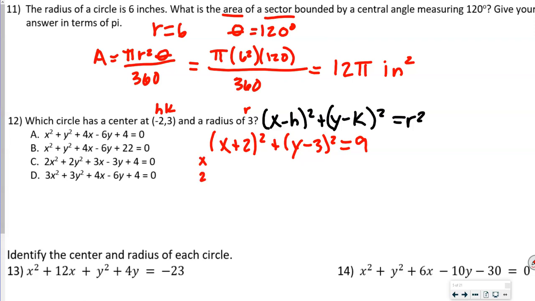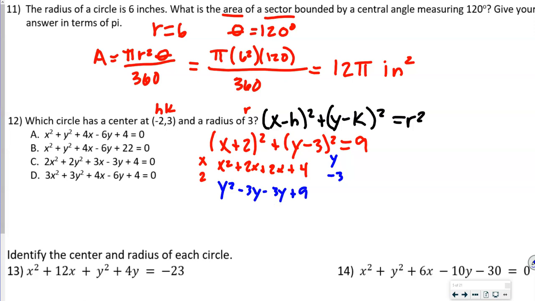So x times x is x squared, 2 times x is 2x, and then 2 times 2 is 4, and we got another x times 2, so that's going to be another 2x plus 4. Going to do the same thing with this y minus 3 over here. So I'm going to do y and -3. So that's going to be y squared minus 3y minus 3y plus 9.